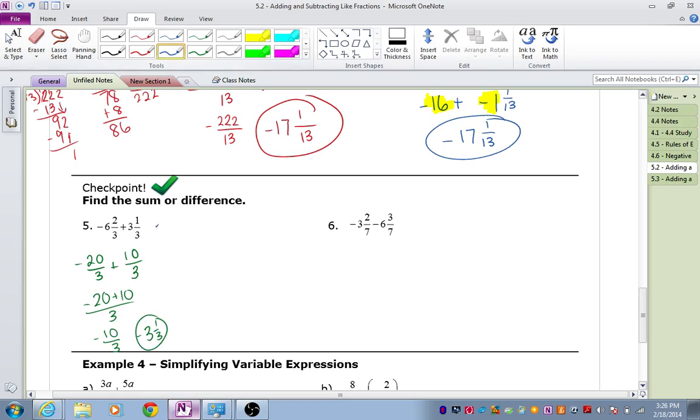If we did it the other way, we'd have negative 6 and also negative 2/3. Oops. And we're adding 3 and adding a third. So our first parenthesis gives us negative 3. Negative 2/3 plus 1/3. Negative 2 plus 1 is negative 1. So we get negative 3 plus negative 1/3. And since they're both negatives, we can squish them together. We get negative 3 1/3.